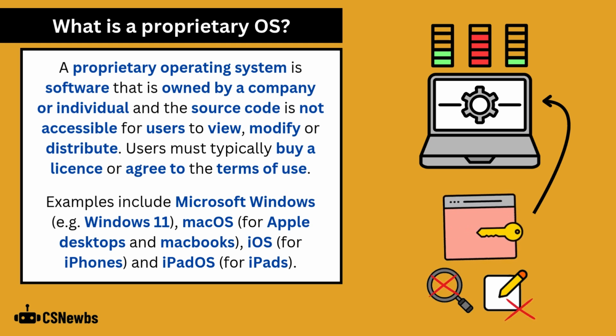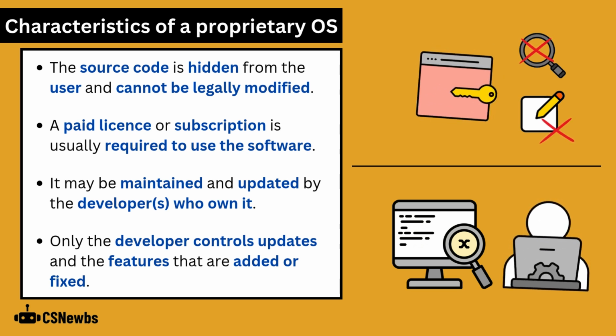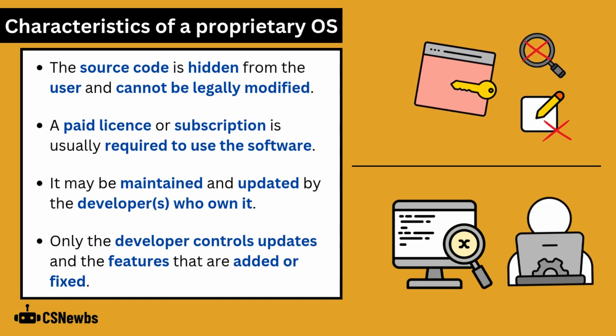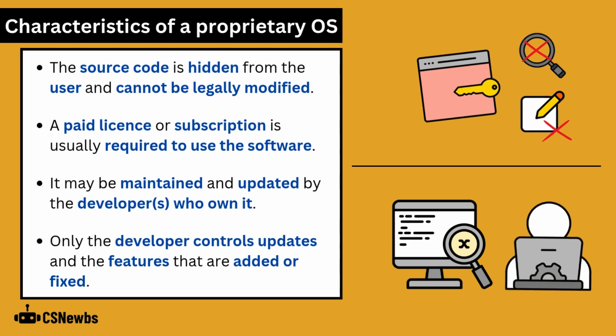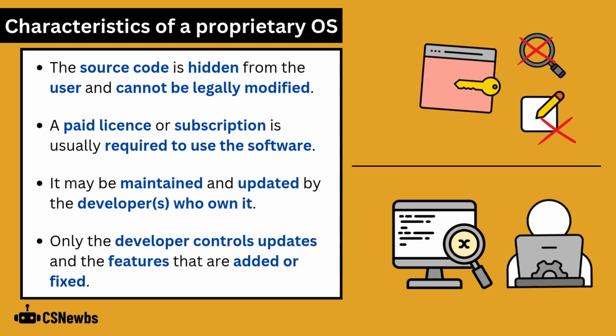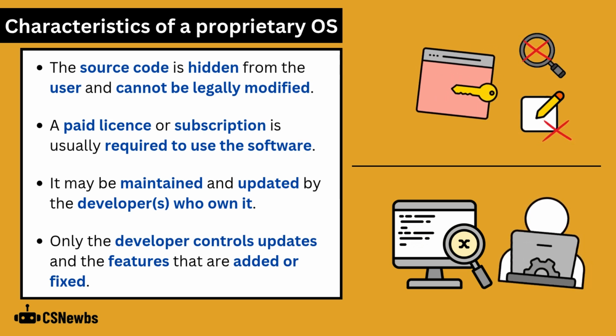Characteristics of proprietary operating systems include that the source code is hidden from a user and cannot be modified legally. A paid license or subscription is usually required to use the software. It may be maintained and updated by the developer who owns it, and only the developer controls updates and the features that are added or fixed.